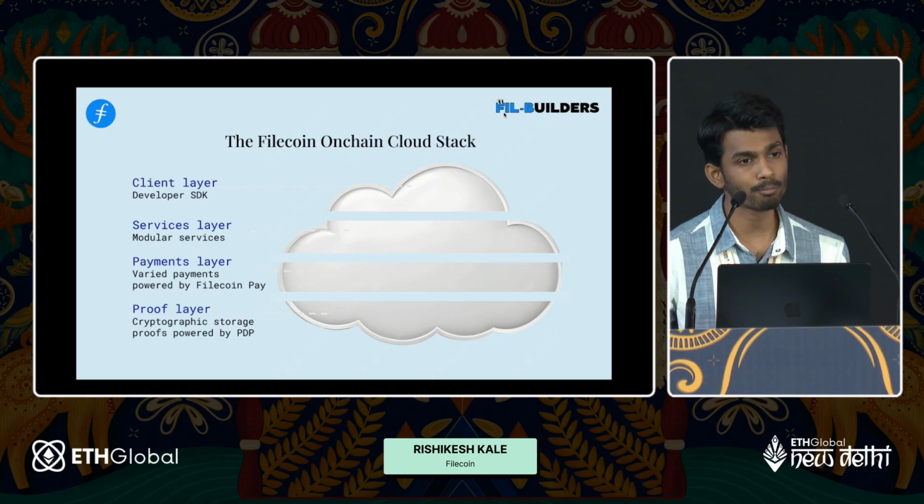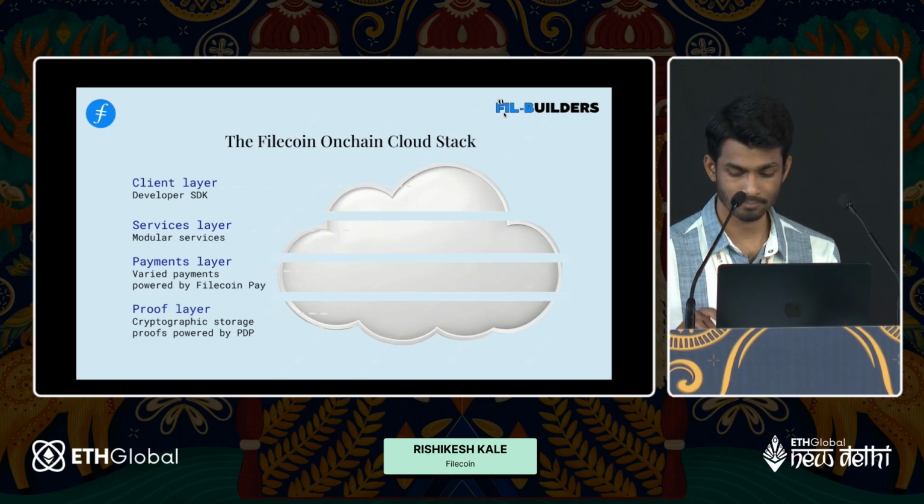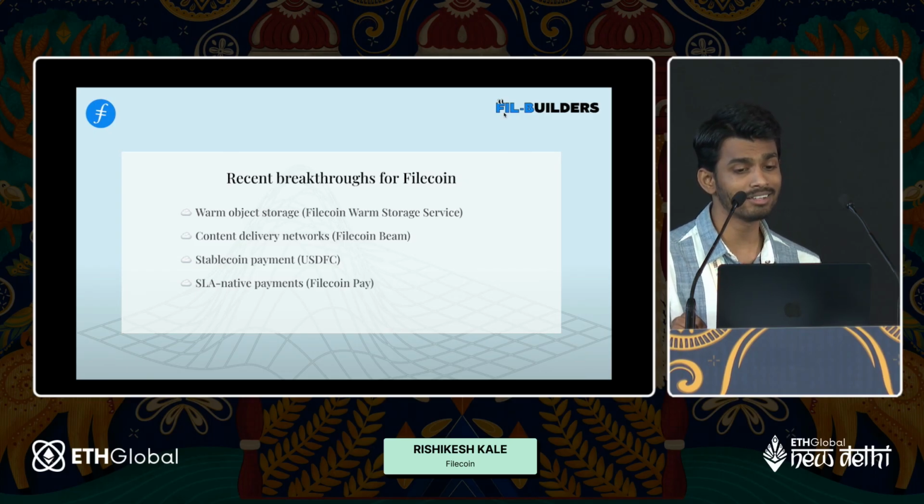And lastly, we have the proof layer, which has been there with Filecoin for years, and that's where the cryptographic storage proofs are powered by PDP. So we initially started with the cold storage layer, but now we are talking about warm storage, which is the Filecoin Warm Storage Services, and then the content CDN network, that is Filecoin Beam.